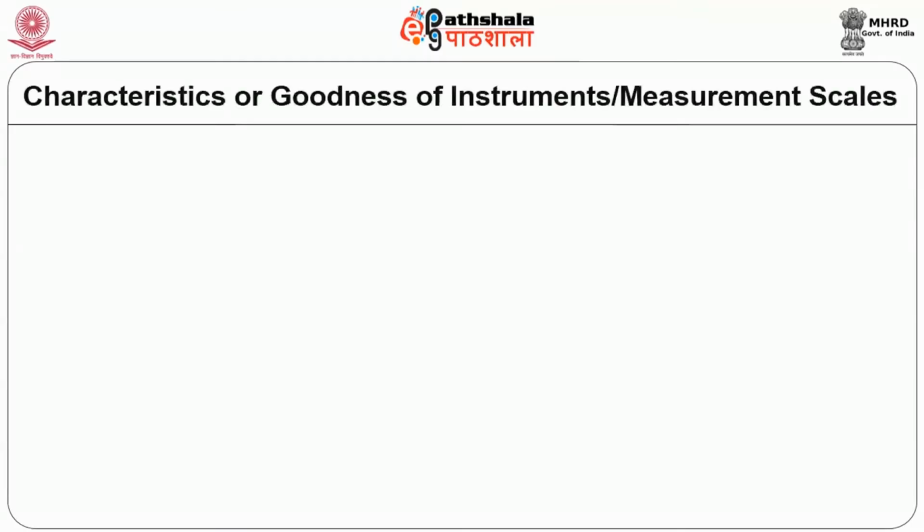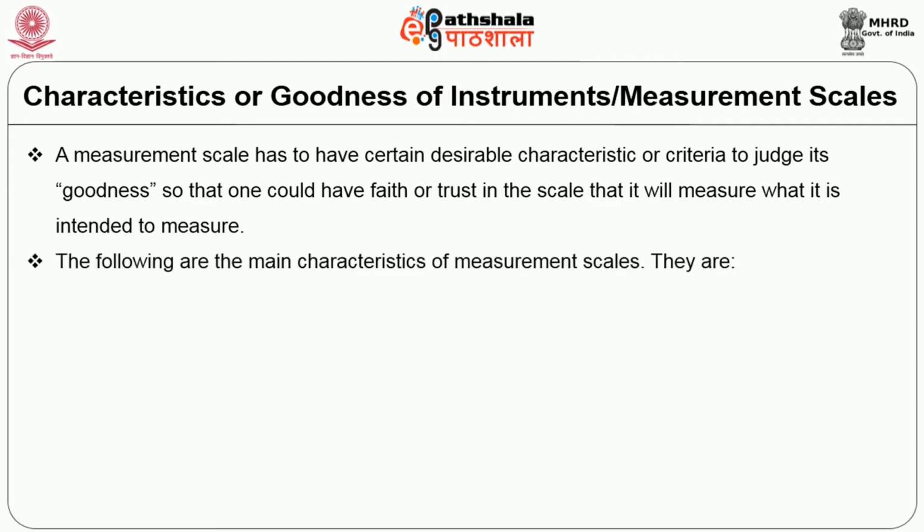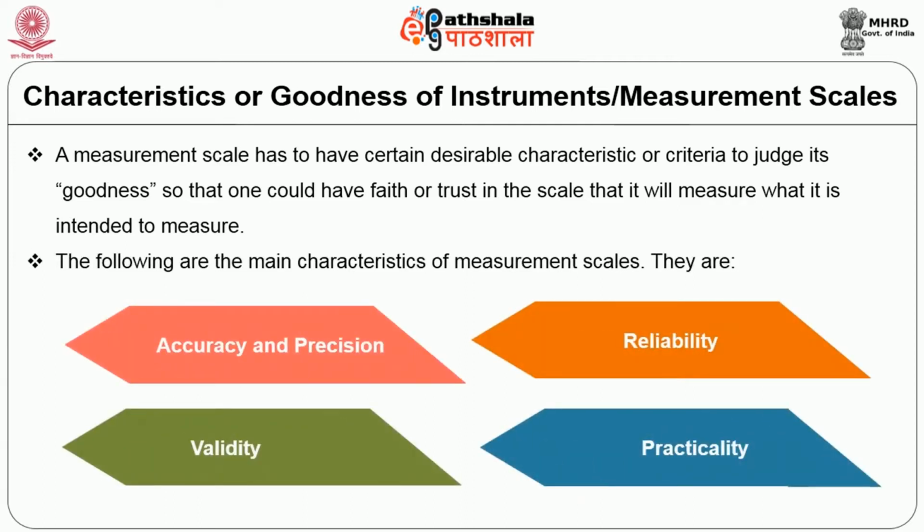Characteristics or goodness of instruments or measurement scales. A measurement scale has to have certain desirable characteristics or criteria to judge its goodness so that one could have faith or trust in the scale that it will measure what it is intended to measure. The following are the main characteristics of measurement scales. They are accuracy and precision, reliability, validity, and practicality.